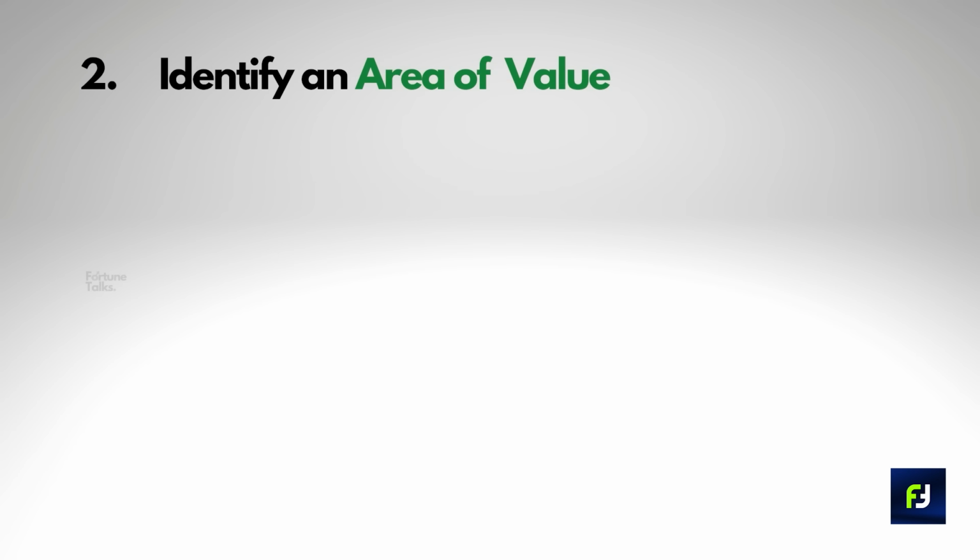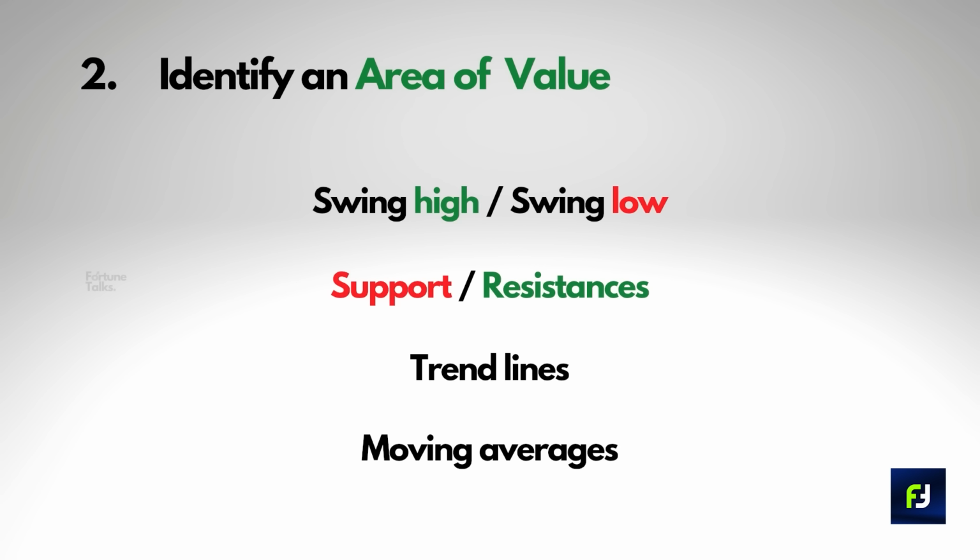The second point is to identify an area of value. Here's the thing: just because the market is in an uptrend doesn't mean you want to blindly enter a trade. Instead, you want to be trading from an area of value. An area of value could be any of these, including a swing low or a swing high, a support or a resistance level, a trend line or a moving average, etc. These are all potential areas on your chart where buying or selling pressure could step in.